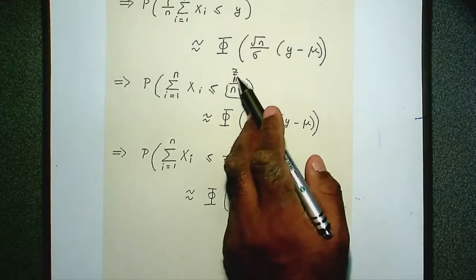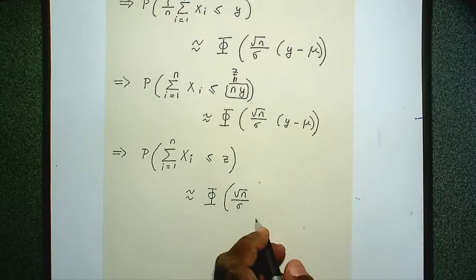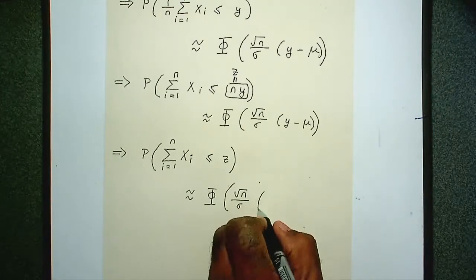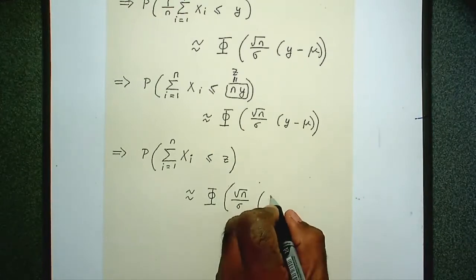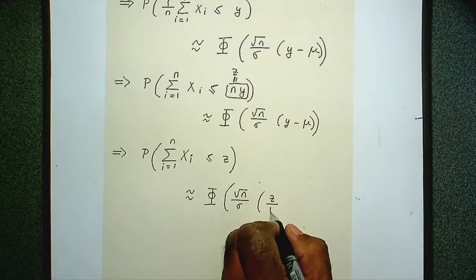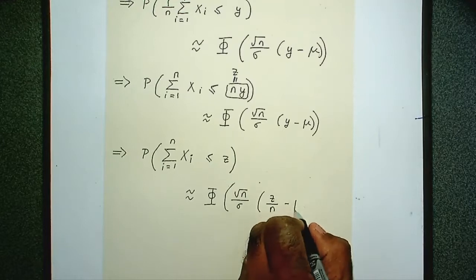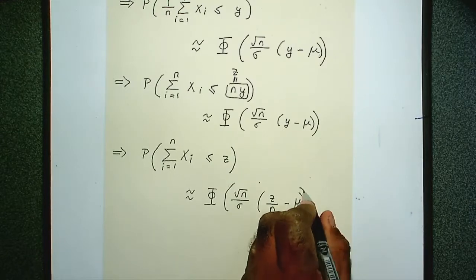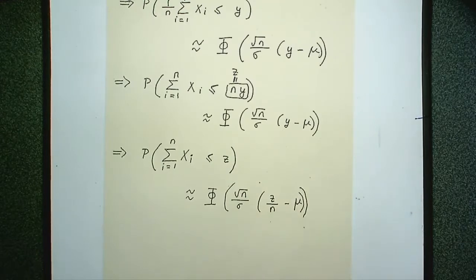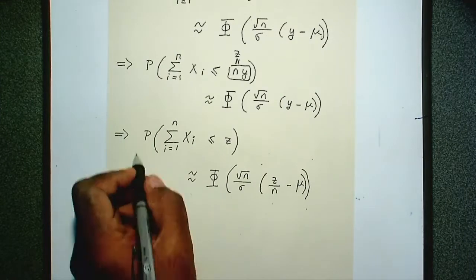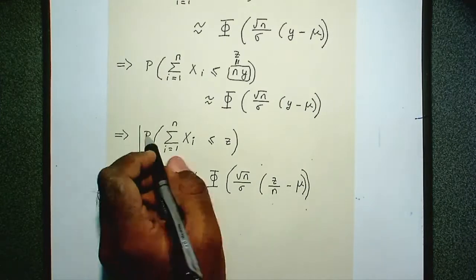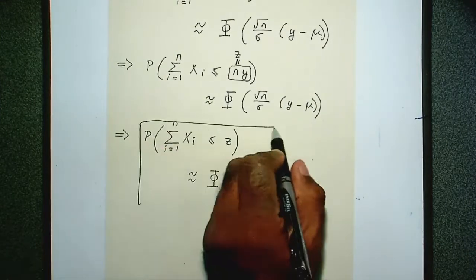Now, if this is equal to z, guys, y will be what? y will be z divided by n. You with me? So this is the result I wanted.